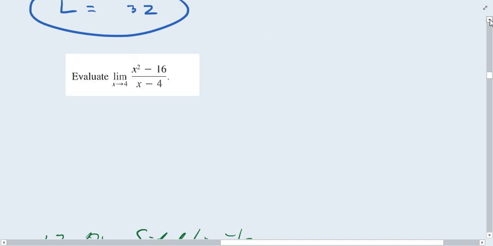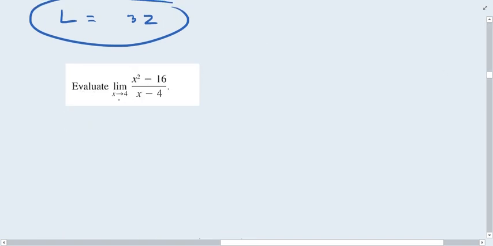Okay, so evaluate this. Let's find the limit of the function x squared minus 16 over x minus 4 as x approaches 4. This is a typical kind of question you're going to get. Right away, you notice that if I plug x equals 4 in, I have a problem. I'm dividing by 0. You actually get 0 divided by 0. That's not good. You can't just plug it in and figure it out algebraically.